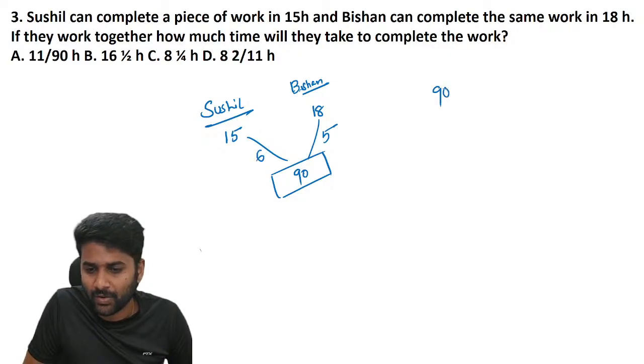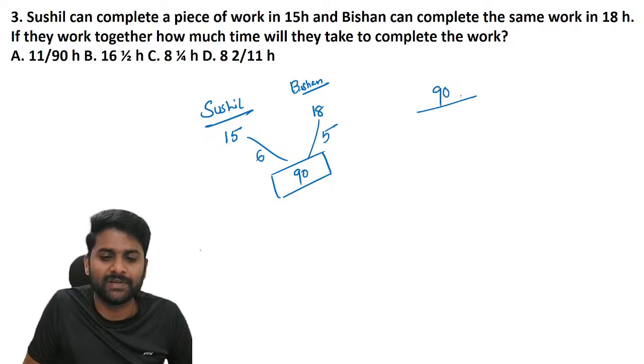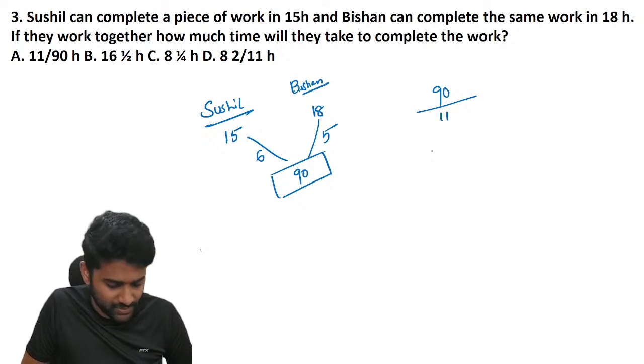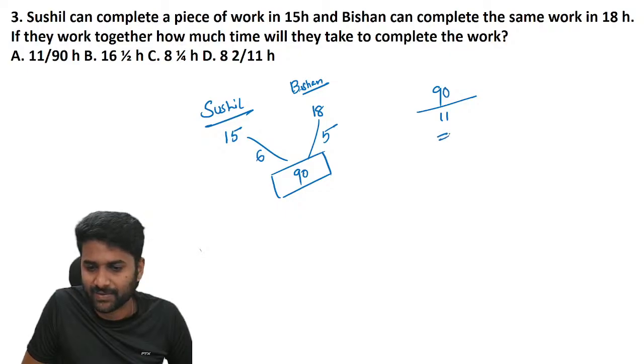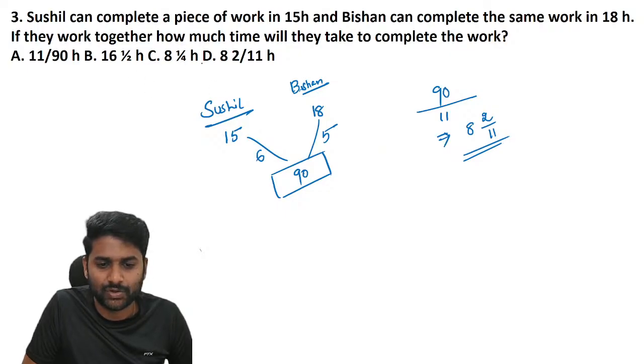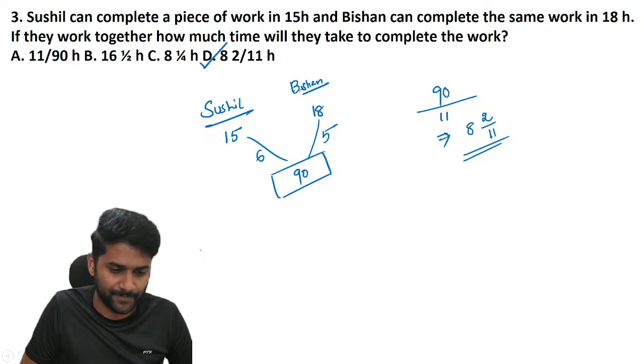Now we have to assign both the persons to this work, and the total work is 90 units. If A and B work together, they complete 11 units. 11 into 8 is 88, and 2 by 11. Then the whole work is completed in 8 and 2 by 11 hours.